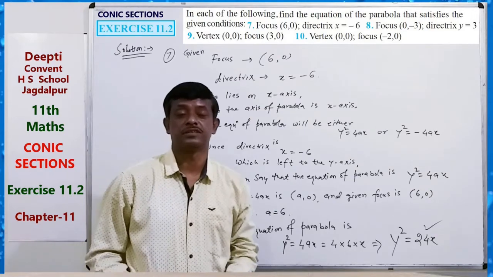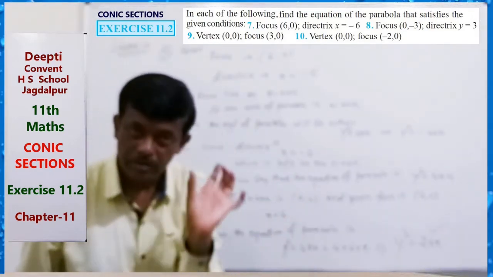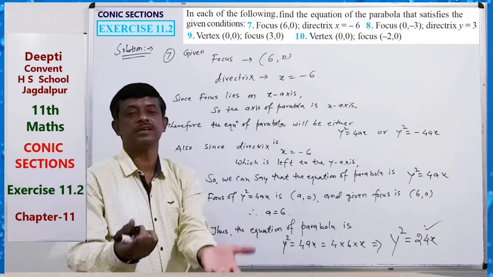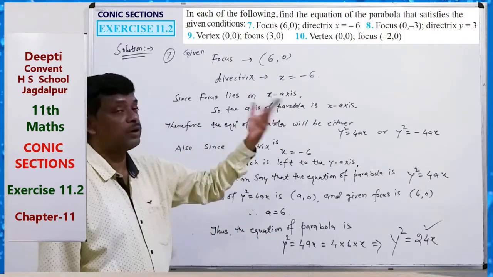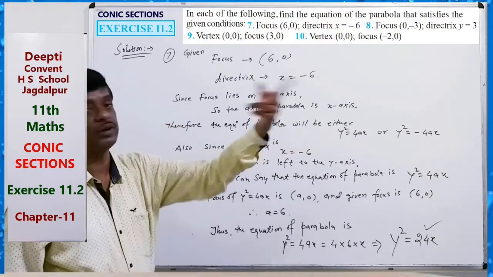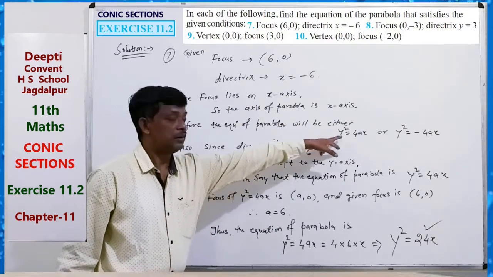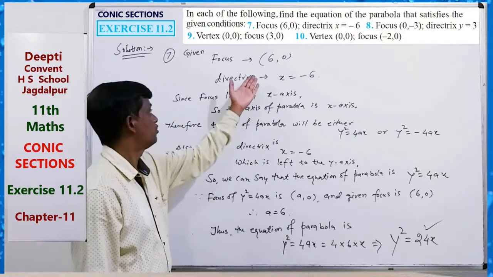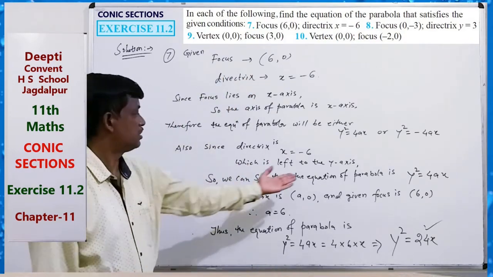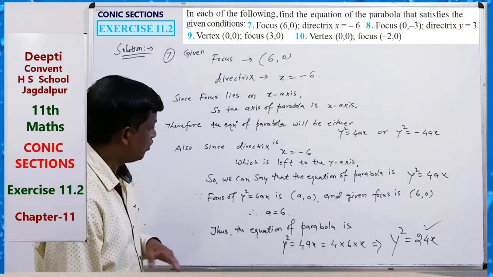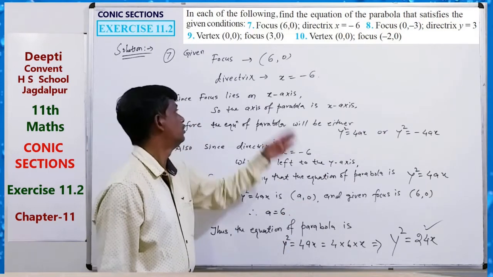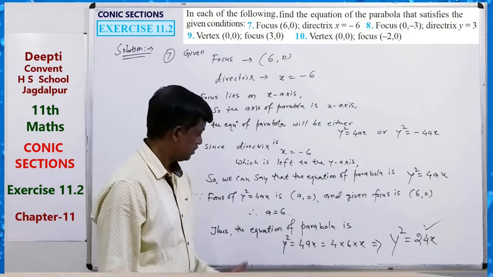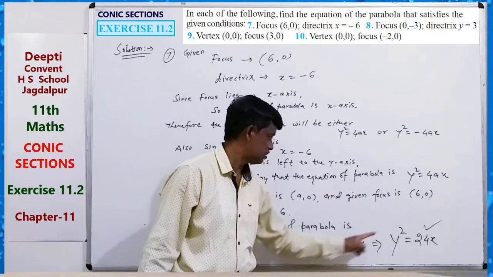Just you have to discuss what will be the value of a and what will be the format of the equation of the parabola. So here the focus lies on the x-axis, so the axis of the parabola is the x-axis, and therefore the equation will be either y square equals 4ax or y square equals minus 4ax. Since the directrix is to the left of the y-axis and the focus is on the right, the equation of the parabola is y square equals 4ax. Now the focus is (a, 0), here (6, 0), so a equals 6, and the equation is y square equals 24x.